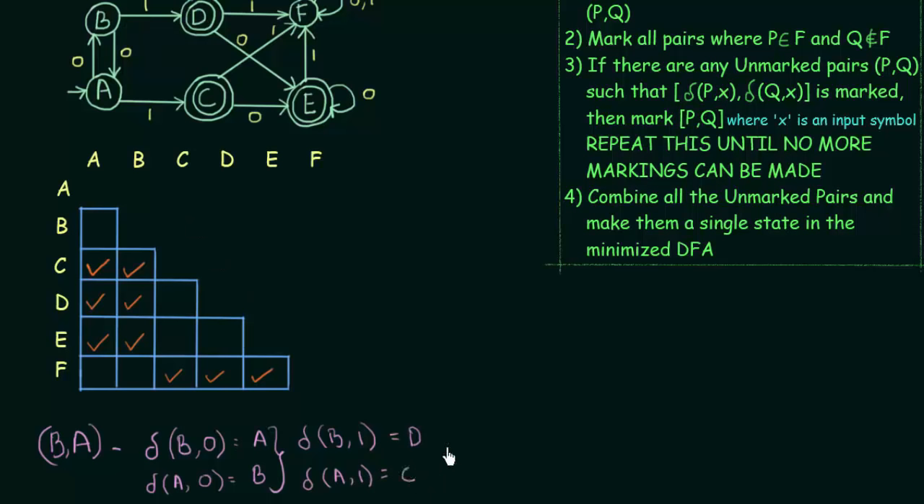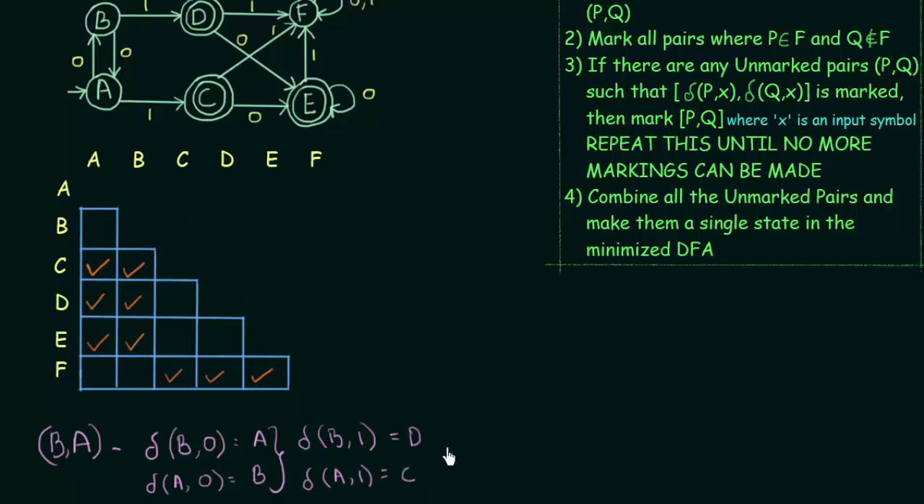And then next is DC. This is DC. So let me combine D and C. And another one is EC. Where is EC? This is EC. So I'll combine EC. And another one is ED. ED is this one. So I combine ED. So these are my combined states. Now let us try to make the minimized DFA out of this combination that we have made.